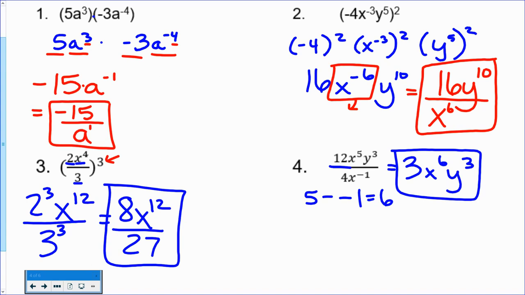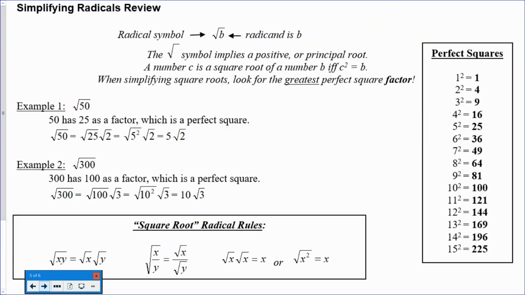Okay, that is a quick review of exponent rules. You have some problems in Math Excel following the exponent rules, and then we'll have some problems reviewing simplifying radicals. Okay, so we'll go into this part next.